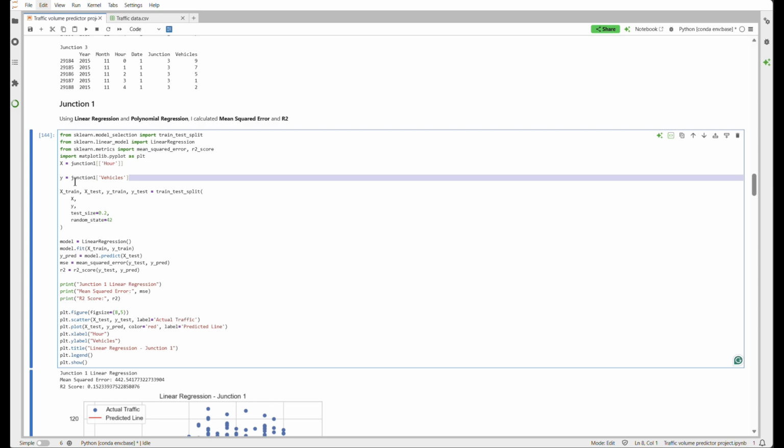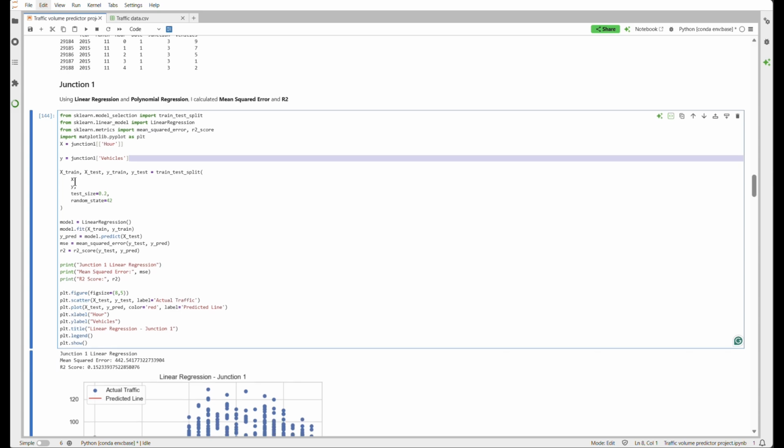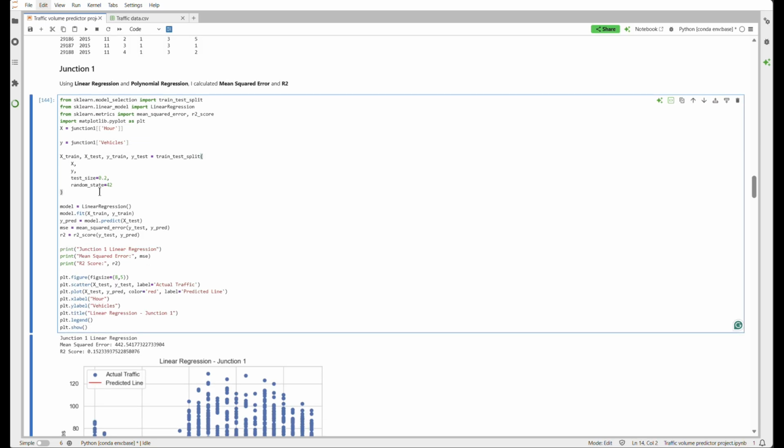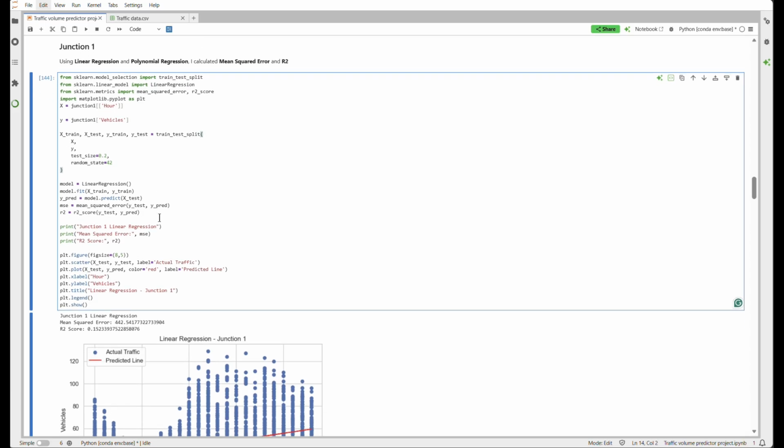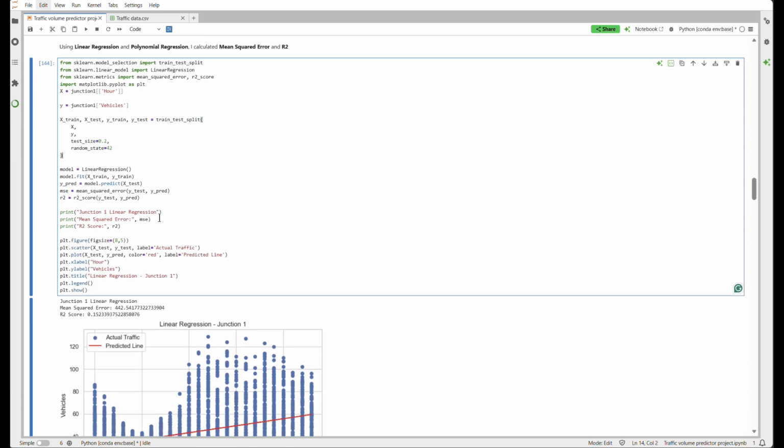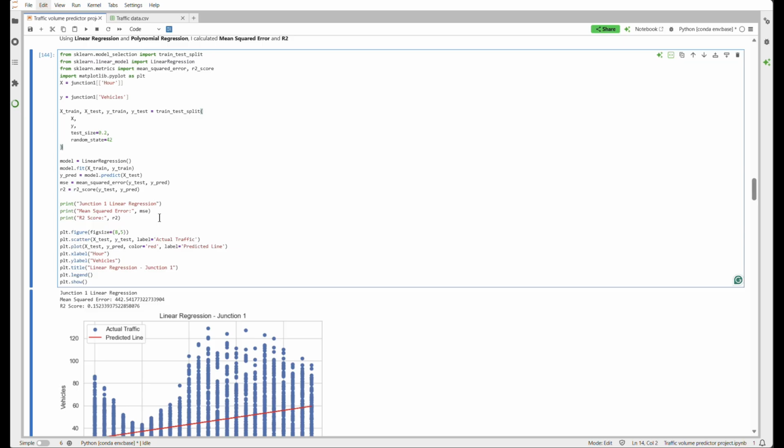The data was then split into training and testing sets using an 80-20 split. The training data was used to teach the model patterns in traffic behavior, while the testing data was used to evaluate how well the model performed on unseen data.